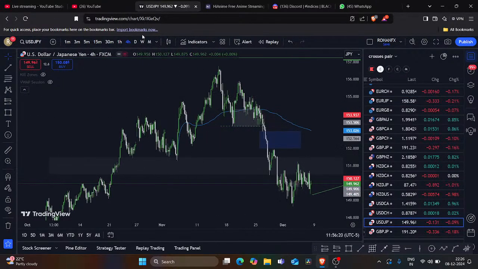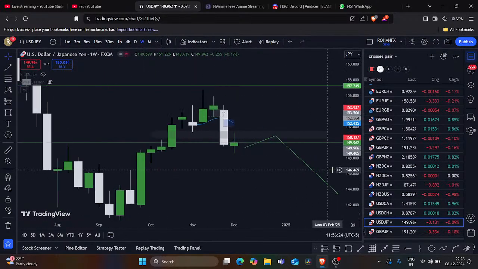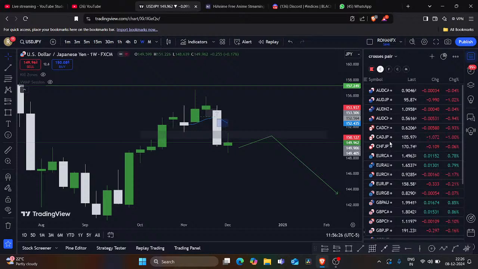Right now I'm just focusing on these pairs. I usually don't trade all these pairs because of the spreads that we get.